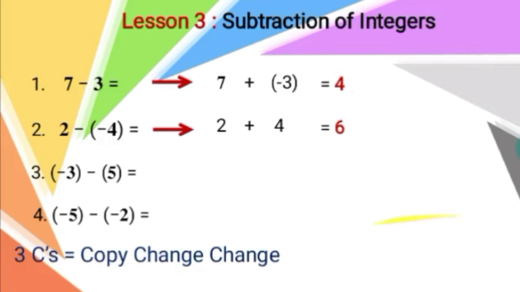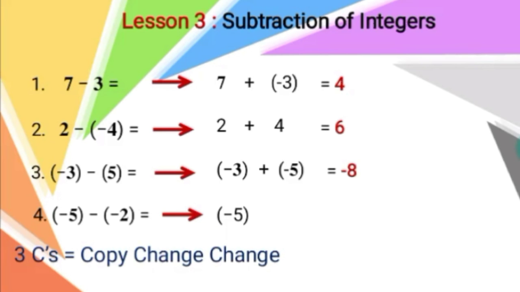For number 3, copy the negative 3, change the subtraction into addition, and change the positive 5 into negative 5. So the answer is negative 8. For number 4, copy the negative 5, change the subtraction into addition, and change the negative 2 into positive 2. So the answer is negative 3.